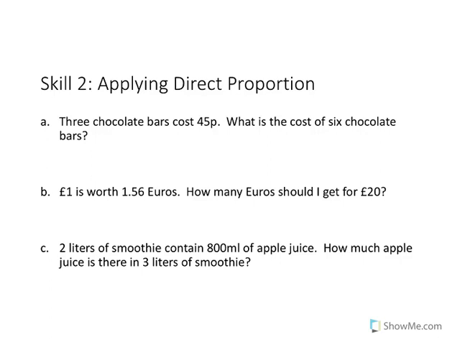So let's look at 3 problems. In A, 3 chocolate bars cost 45 pence. What's the cost of 6 chocolate bars? B, 1 pound is worth 1.56 euros. So how many euros should you get for 20 pounds? And C, 2 liters of smoothie contain 800 milliliters of apple juice. So how much apple juice would there be in 3 liters of smoothie? So at this time, pause and work these out.